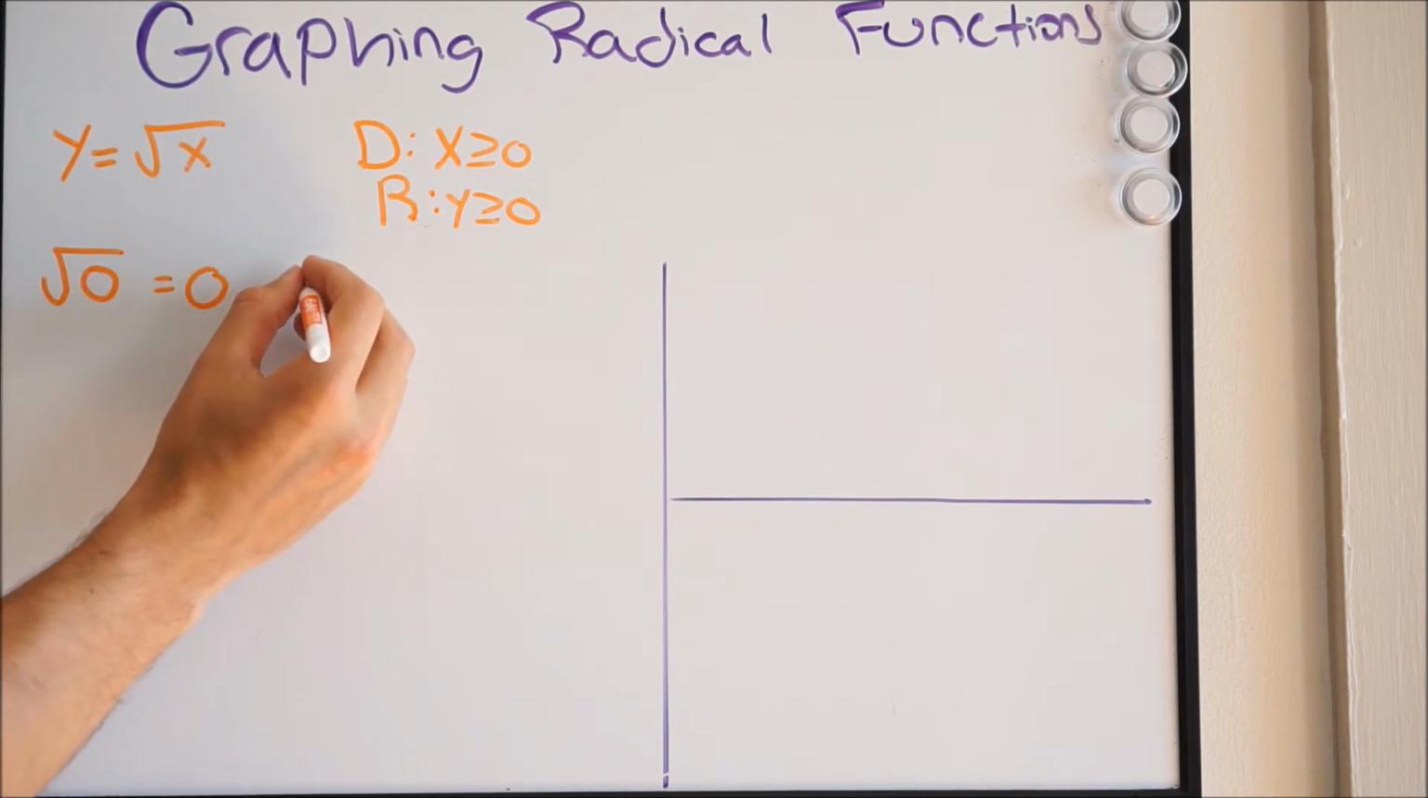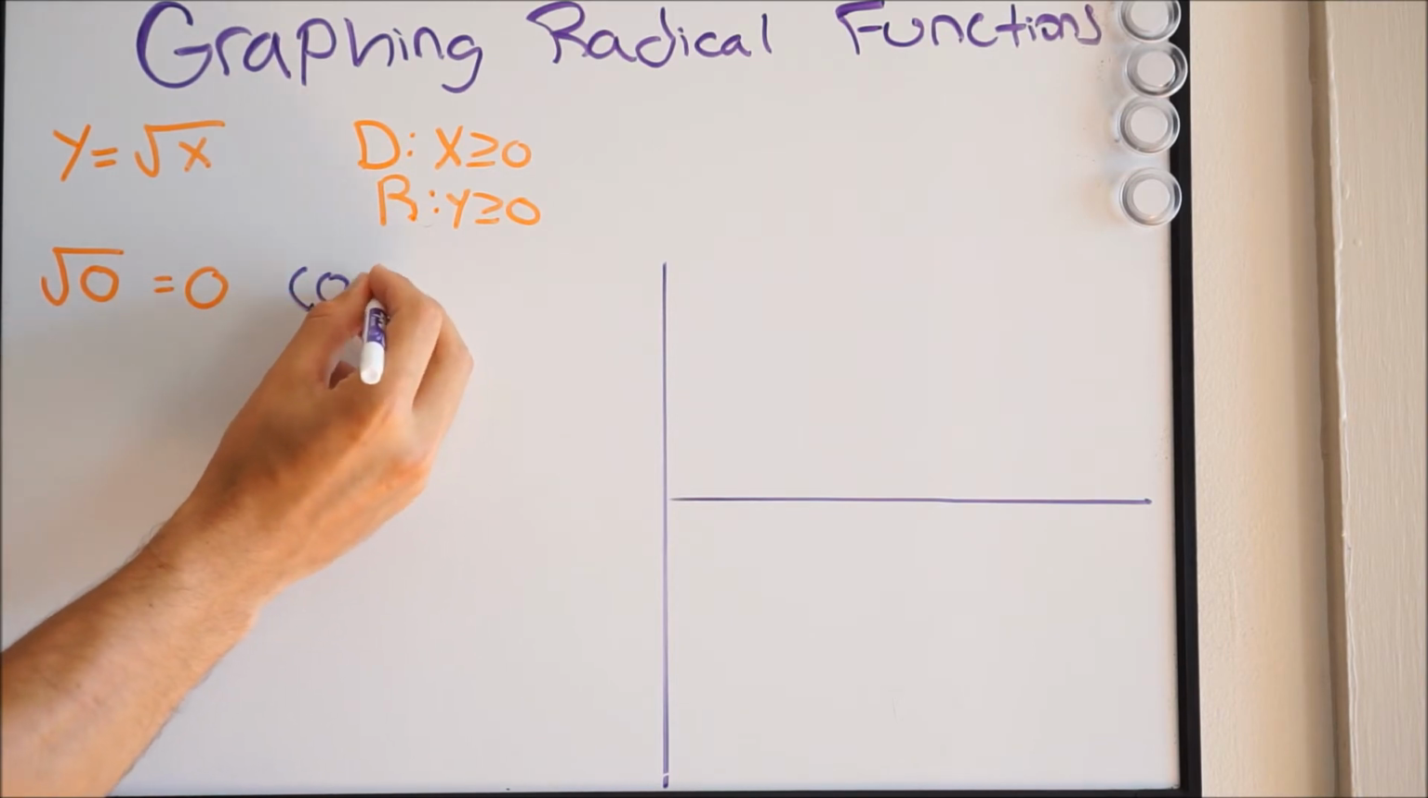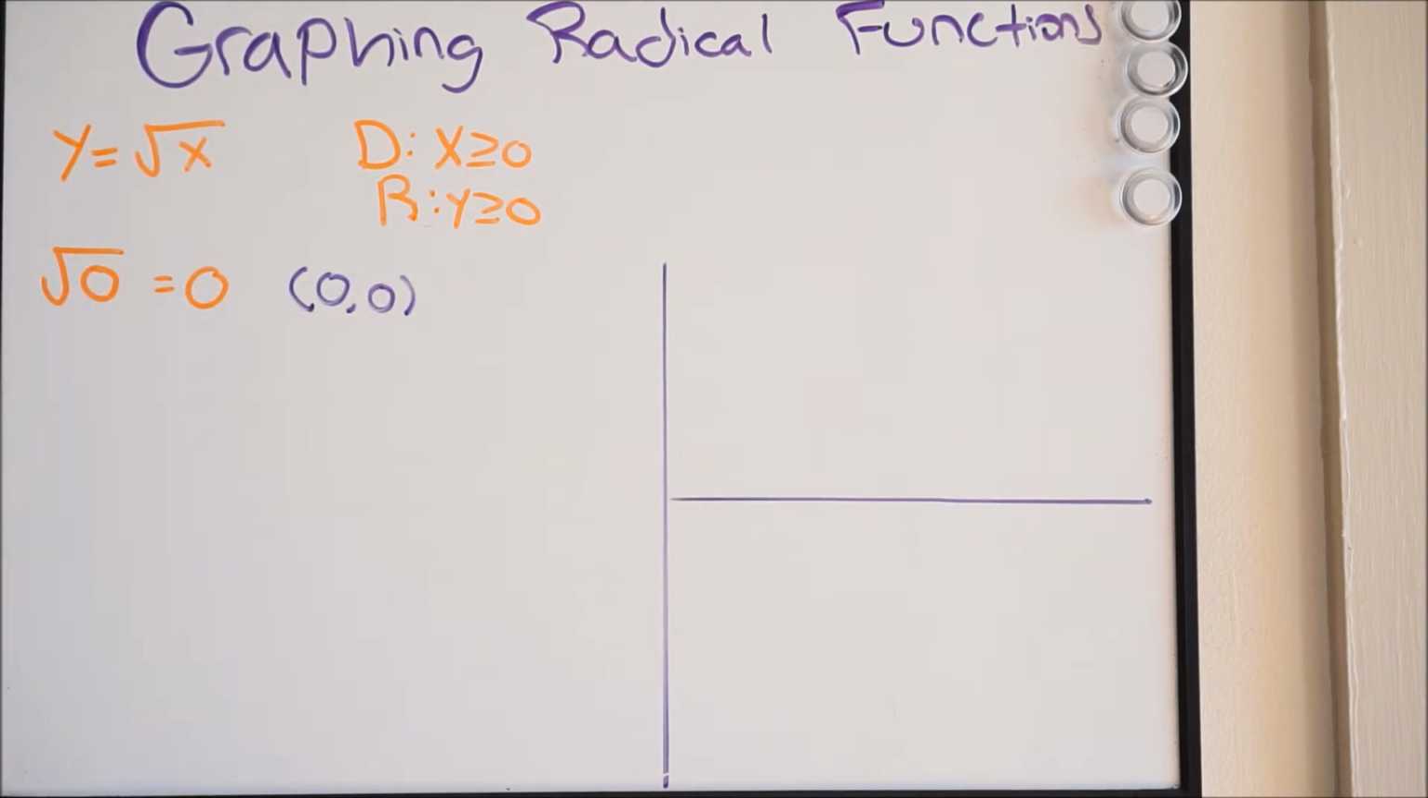So we have the following coordinates here, which will be 0, 0. Okay, so let's keep going. Let's take the square root of 1. That's an easy number to work with, so the square root of 1.